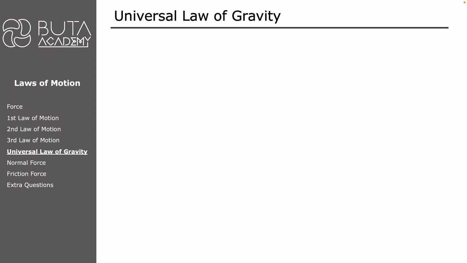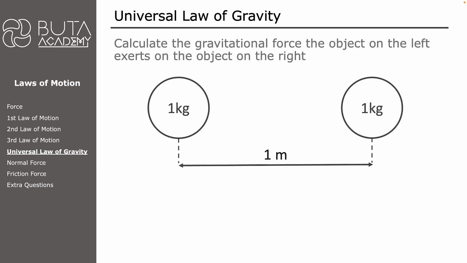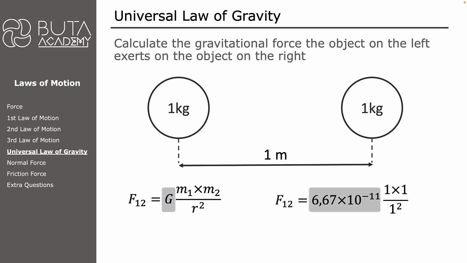To understand what is going on, let's see the formula in action. We are asked to calculate the force of gravity exerted by the object on the left on the object on the right. Both objects have a mass of 1 kg and the distance between their centers is 1 meter. First, we write down the formula to calculate the force of gravity. Then, we substitute the values in the formula. G is 6.67 times 10 to the power of minus 11. The mass of each object is 1 kg and the distance r is also equal to 1 meter.